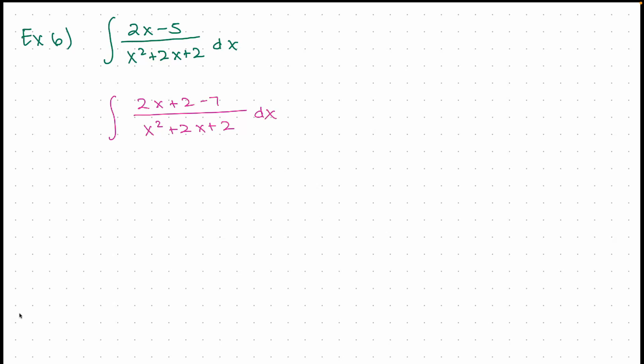And the reason why that's helpful, if you don't see it, is now I can split up this problem into two different integrals. I can have the integral of 2x plus 2 over the denominator, and then minus the integral of 7 over the denominator. And now I just am going to use two different techniques on each integral. So any questions how I got here?